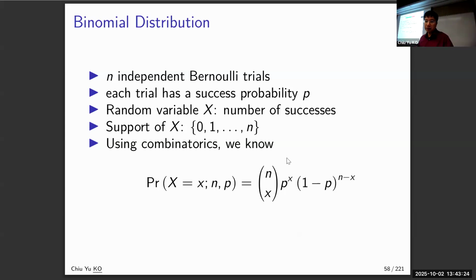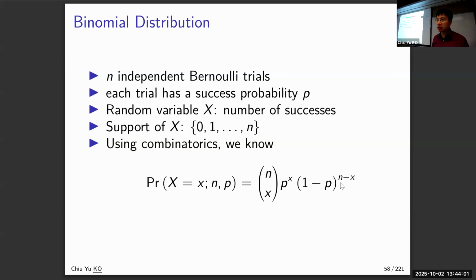Or you can imagine that n is the number of customers you're going to meet in the next hour. If each trial is a phone call with success probability P, you ask how many phone calls can be converted into sales. Then the PMF is kind of complicated, with the combinatorics: n choose x, P to the x, times 1 minus P raised to the power n minus x. This is the PMF.